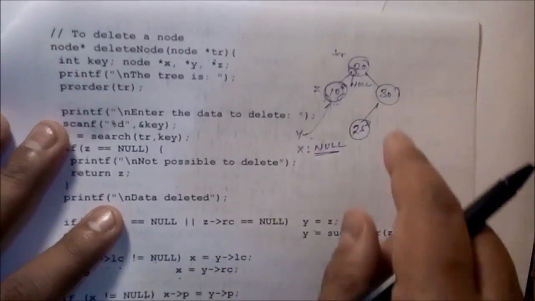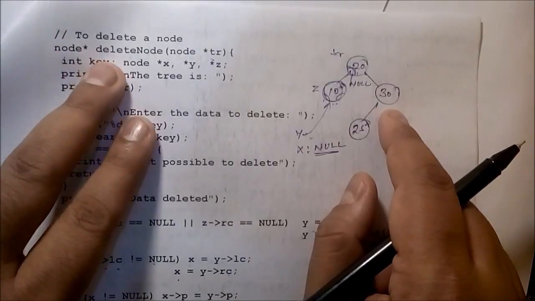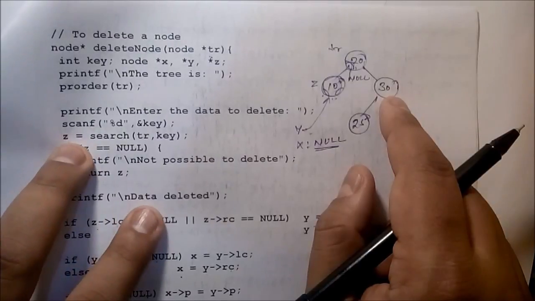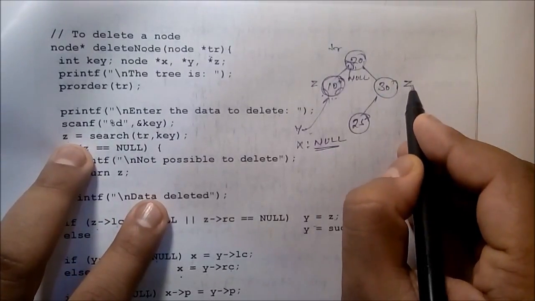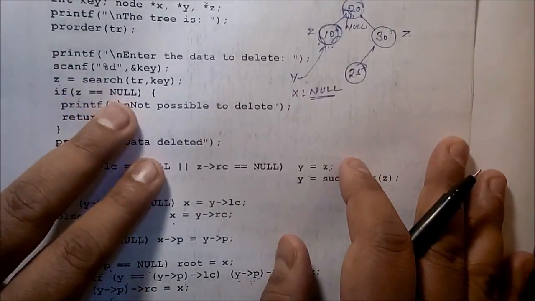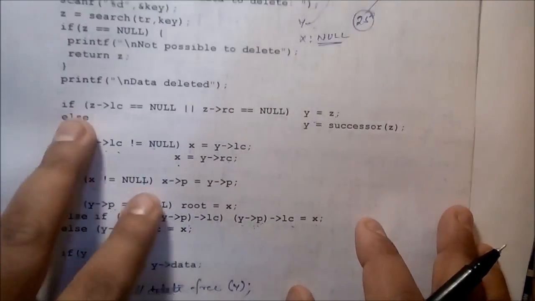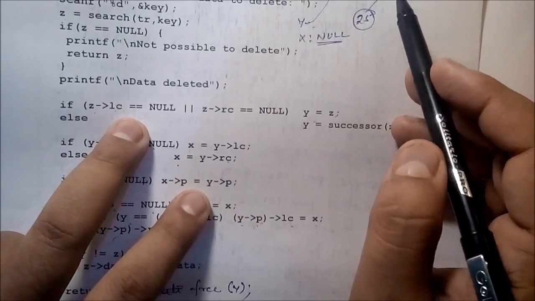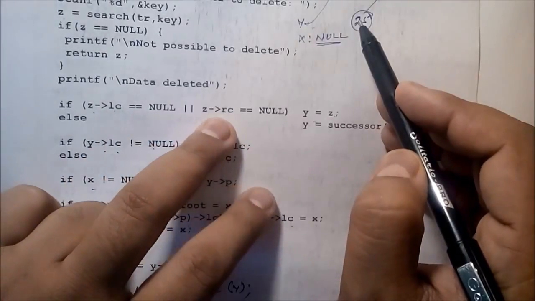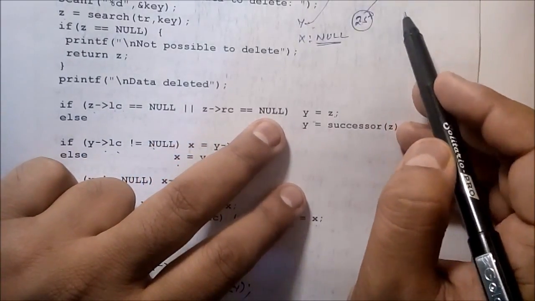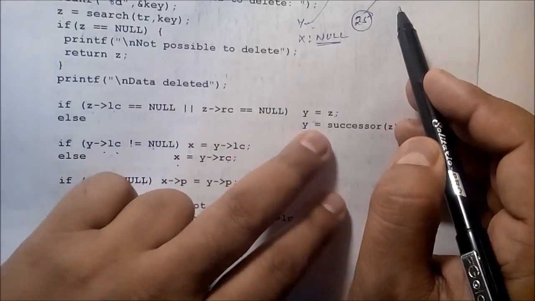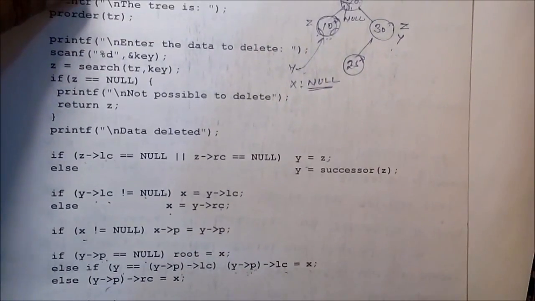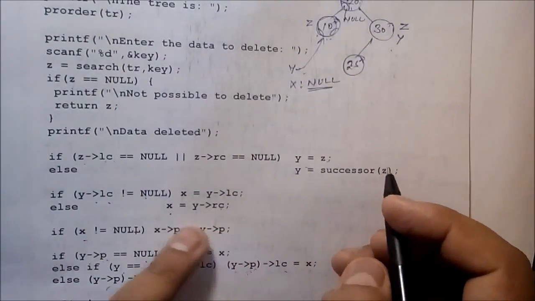Now suppose we want to delete the data 30. Clear? So delete node 30, enter the data to delete 30, and the search will return the address of this node. So this is nothing but our z. Z is equal to null, the condition is false. Now z left child equal to null, no, the condition is false. Z right child equal to null, yes, the condition is true. So y is equal to z. This is nothing but our y.